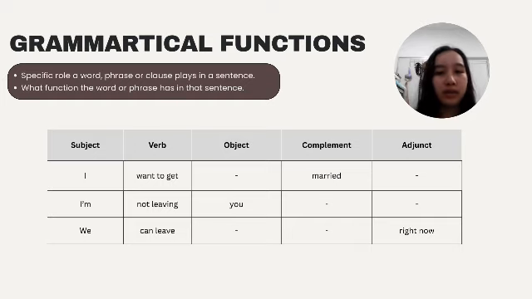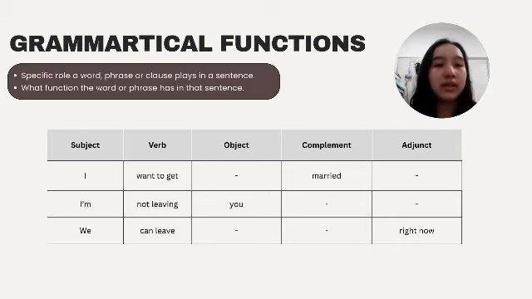Secondly, we have I'm not leaving you. This is a simple, basic subject verb object. I'm is the subject, verb is not leaving, and you is the object. And the last example, we can leave right now. The subject is we, verb is can leave.